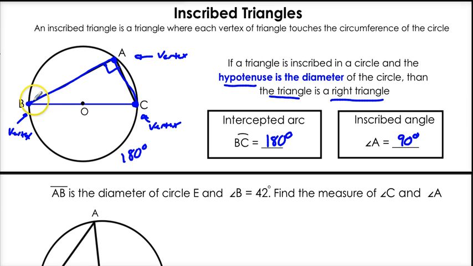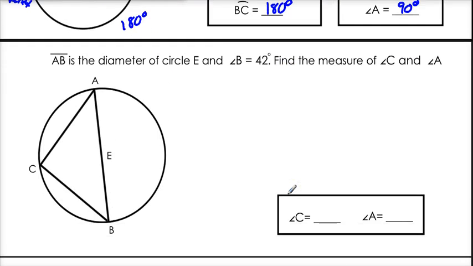Okay? That's the big thing. If the diameter is the hypotenuse, then it's a right triangle. This is a 90-degree angle right here. So let's see how we can use that to our advantage to solve some problems.